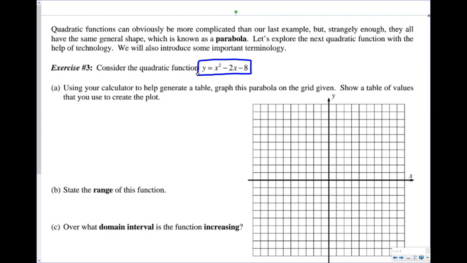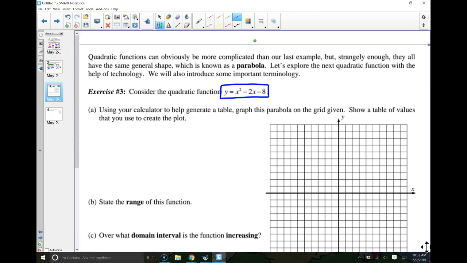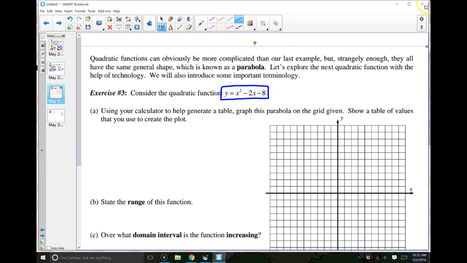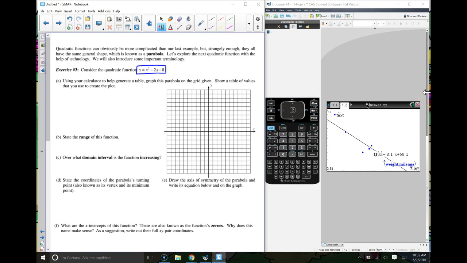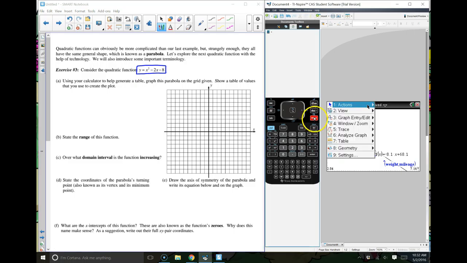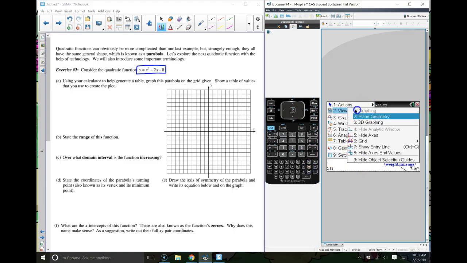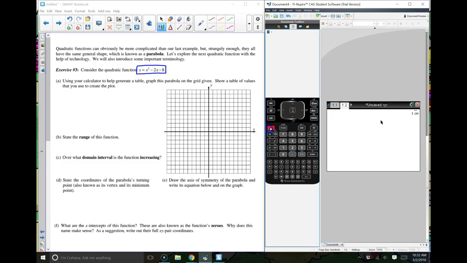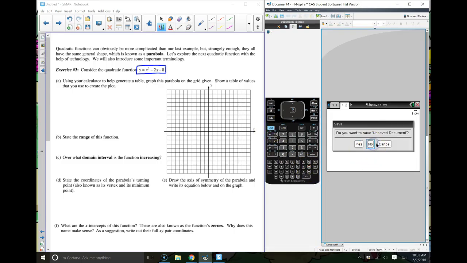Letter A says, using your calculator, help generate a table and graph this parabola on the grid given. Show a table of values that you use to create the plot. So that's easy. We've got to open up our calculator. Okay, so I have it open here, fortunately. So here's my calculator, and I'm going to make a table of values. Actually, I'm going to hit Control N to get a new one, just like normal.